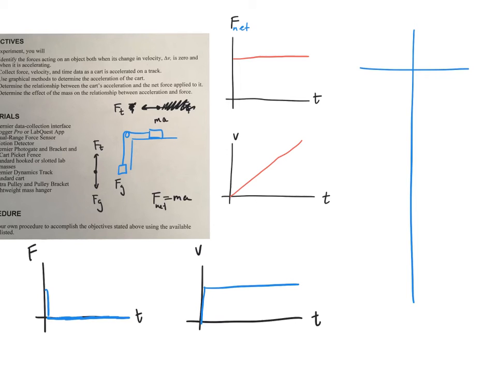This is going to be force, velocity, and time. Notice the three types of data I'm giving you here are the things that they mention in the actual objective. Again, collecting force, velocity, and time data as the cart is accelerated, then using graphical methods to determine the acceleration. So let's say our data is the following.